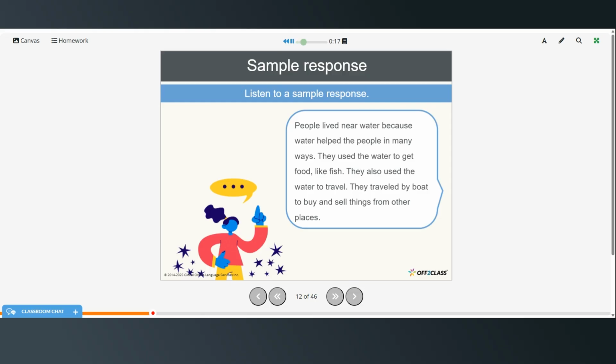People lived near water because water helped the people in many ways. They used the water to get food, like fish. They also used the water to travel. They traveled by boat to buy and sell things from other places.